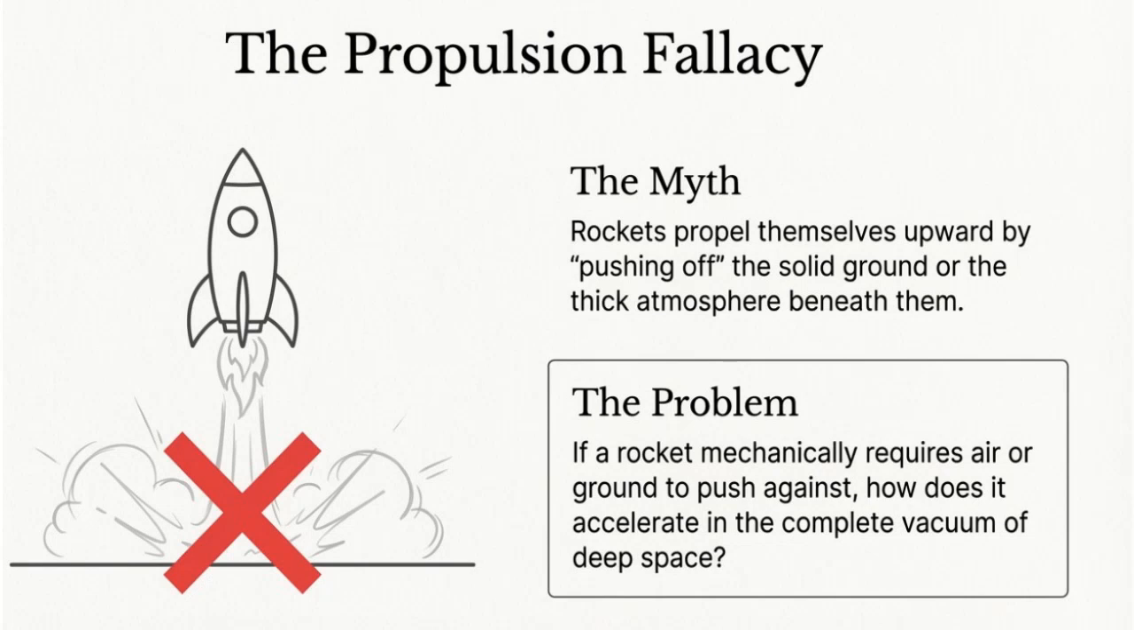Next, let's look at a common misconception about how rockets work, known as the propulsion fallacy. Many people believe that rockets push off the ground or the atmosphere below them to lift off. But this idea doesn't hold up when you think about space, where there's no air or ground to push against. If a rocket needed something solid or a thick atmosphere to propel itself, it wouldn't be able to move once it's beyond Earth's atmosphere, in the vacuum of space. This problem highlights why the common explanation isn't accurate and sets the stage for understanding the real principles behind rocket propulsion.